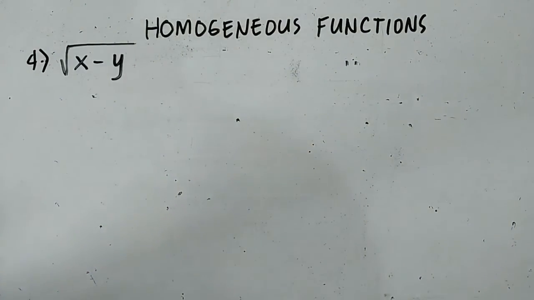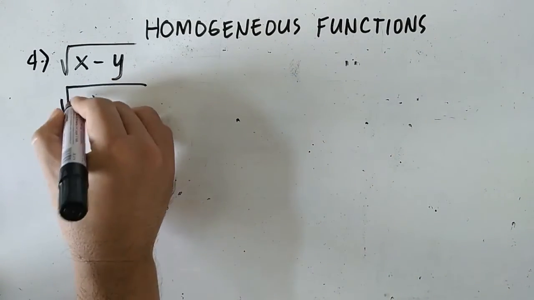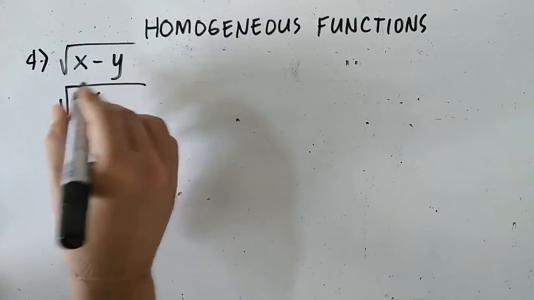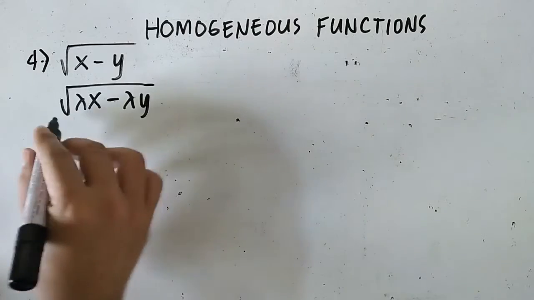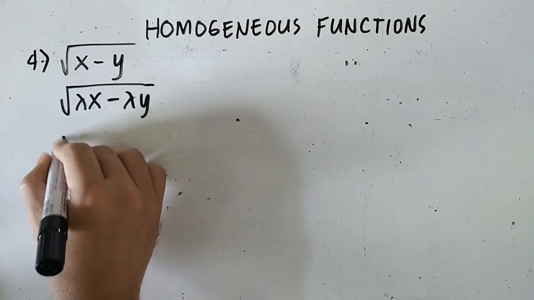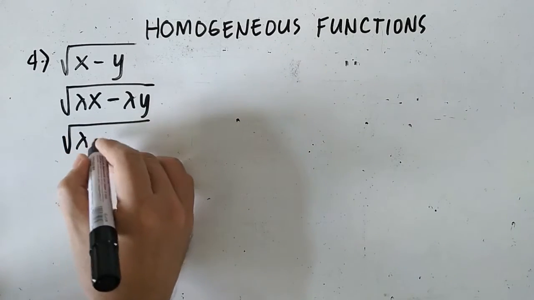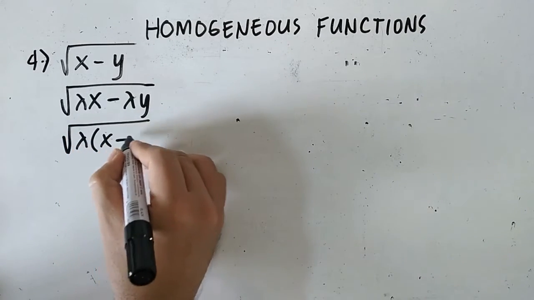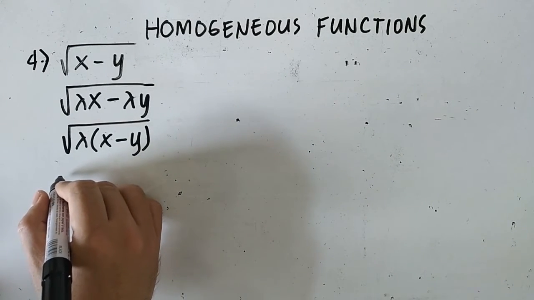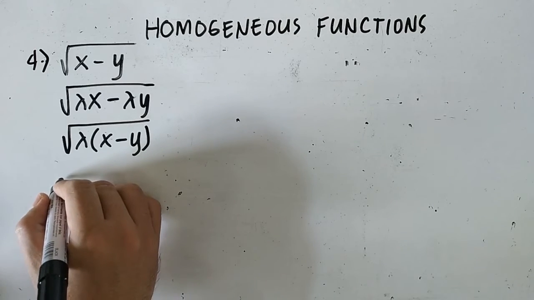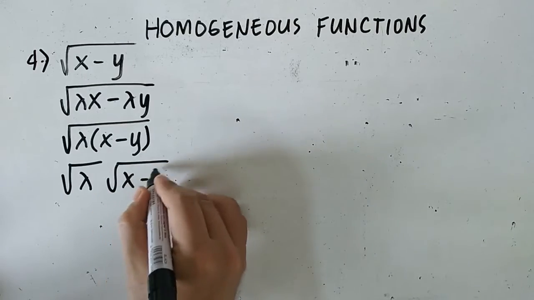Our next example is the square root of x minus y. Again, we insert lambda for every term. Since every term has a lambda, which is a common monomial factor, we can factor it out. So we have lambda times x minus y. And then by the laws of radicals, or simplifying radicals, we can have the square root of lambda times the square root of x minus y.